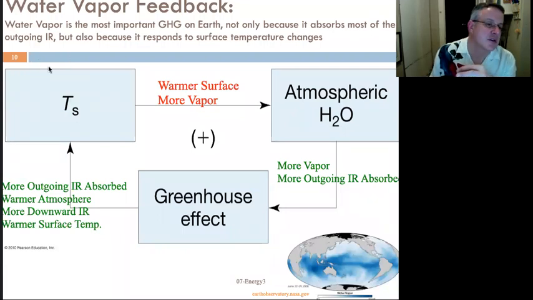If you warm the surface, you're going to evaporate more, which means you're going to have higher atmospheric water, which is going to make a stronger greenhouse effect, which is going to warm the surface even more. Warm, moist, warming, warmer. Cold, dry, less warming, colder. So it's positive feedback in both directions.